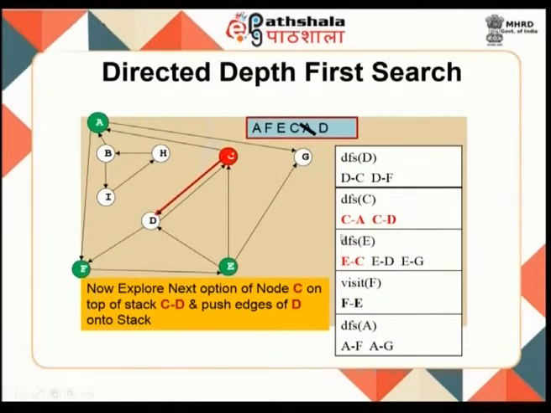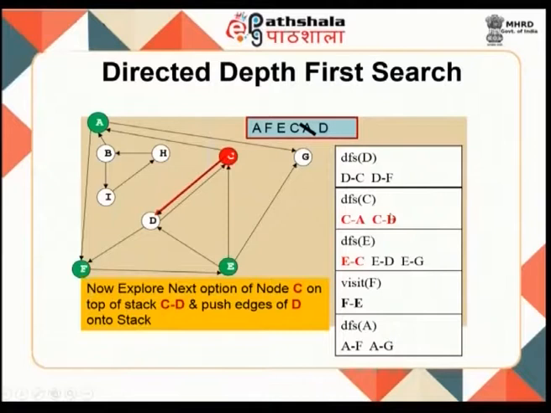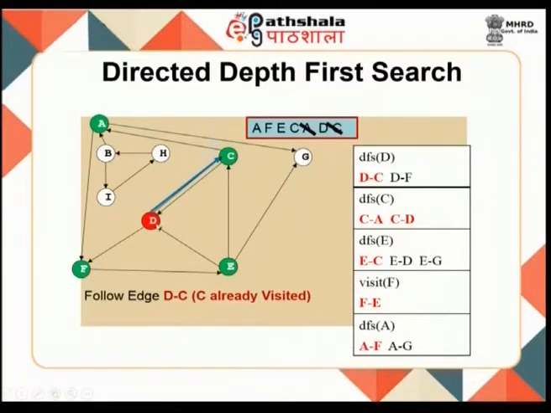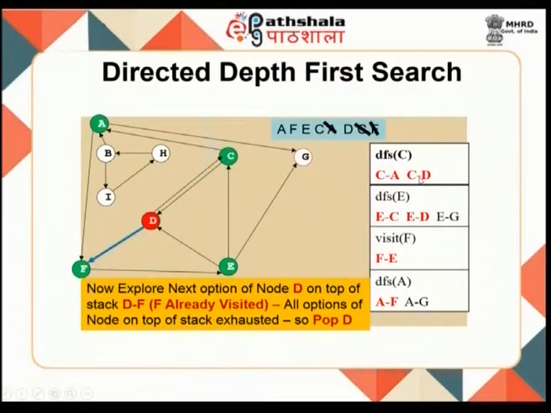Now, I should not travel CA because A is an already visited node. So, from the top of the stack I explore the next option of node C. Why do we want to explore the next option? Because CA is not possible, so I go to CD. D is not yet visited, so I travel that and now I have to choose from D. I consider DC, but C is already visited, so I do not have to go there. My next choice is obviously DF, but DF is also visited.